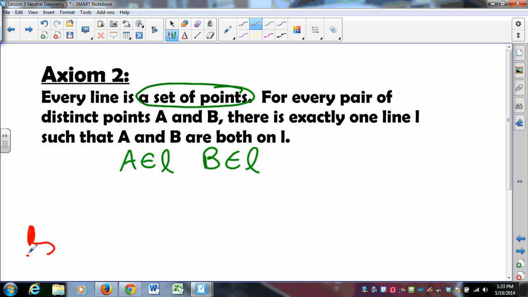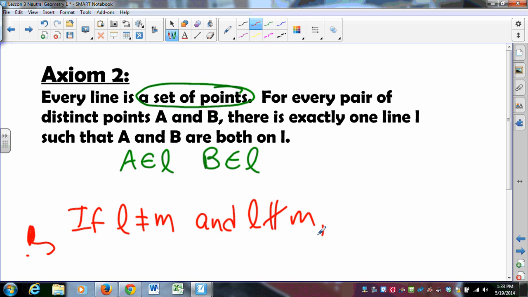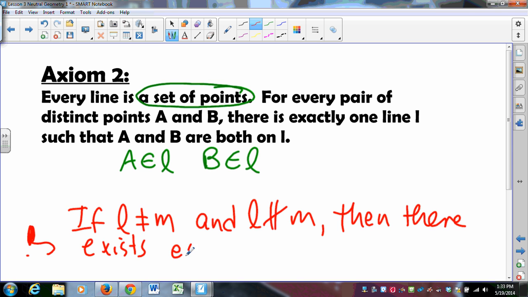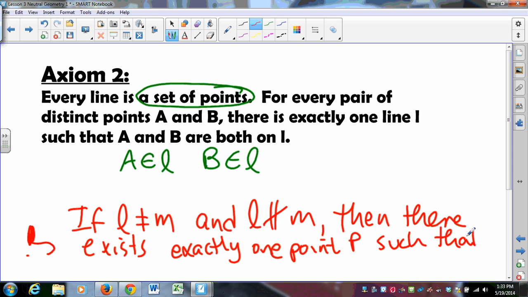It's a cute little side note. If L is not equal to M and L is not parallel to M, then there exists exactly one point P such that P is on L and P is on M.